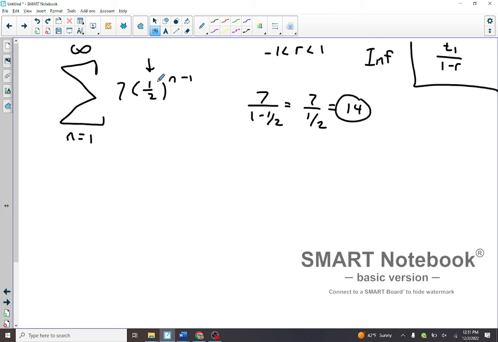What did you just find? I just found the answer to this. How? Because they add up to 14, all the numbers, if you kept adding over and over. T1 is 7 over 1 minus r, and r is 1/2. If you get something bigger than 1, you just say either divergent or no sum, or infinite sum. You can actually say that.